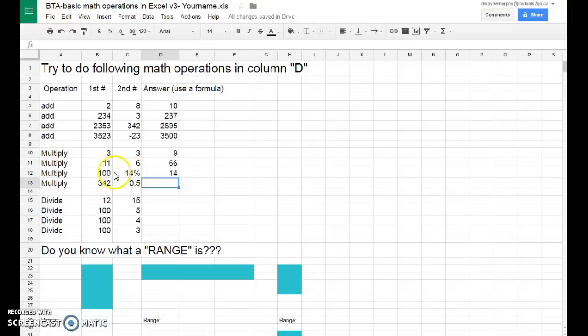So if you want 14% of 50, well, it's half of the 14, right? Because 50 is half of 100. So 50 times 14% is 7, okay? And again, we could just fill down.